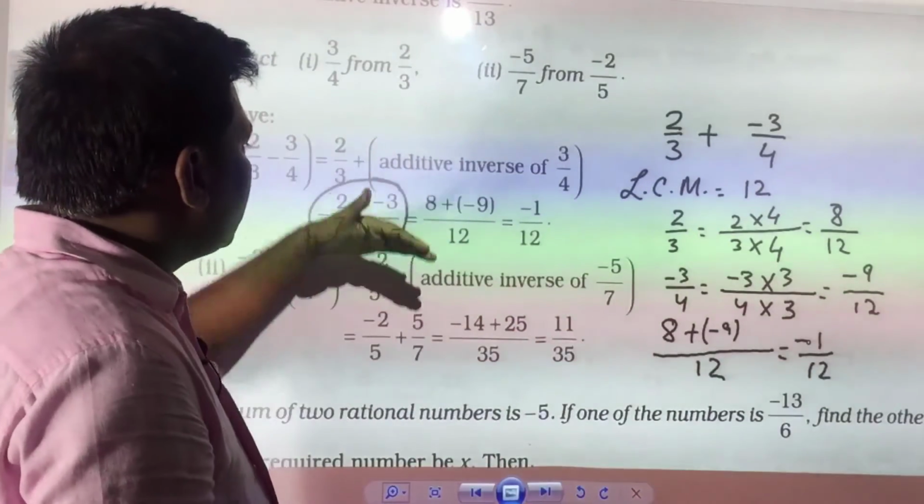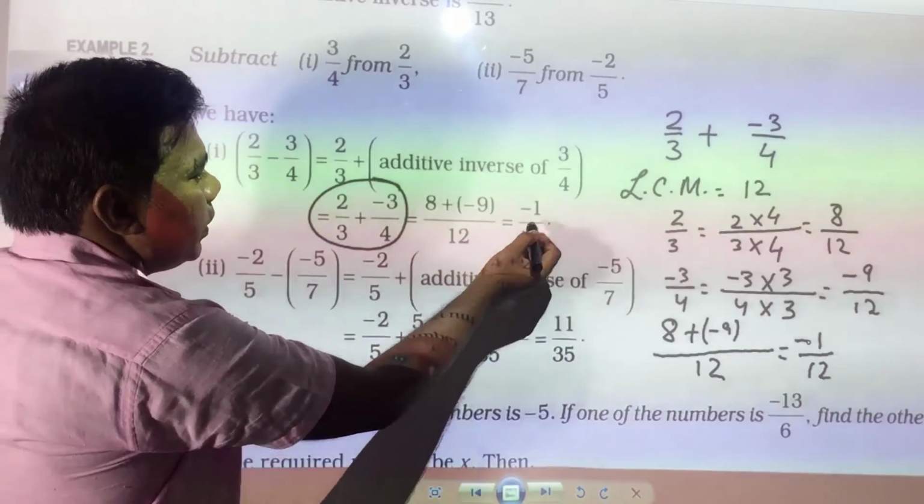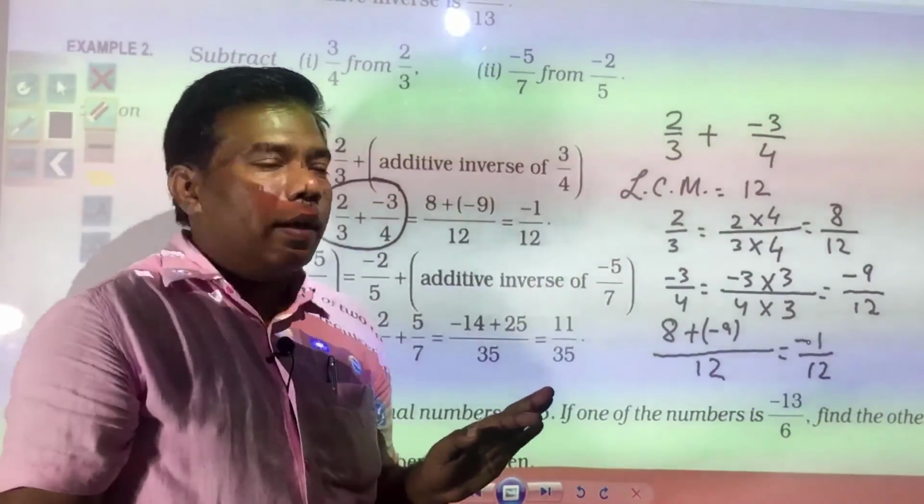So, here just you see in the same way this has been done, 8 plus minus 9 by 12 is equal to minus 1 by 12. So, in this way this is required to be done.